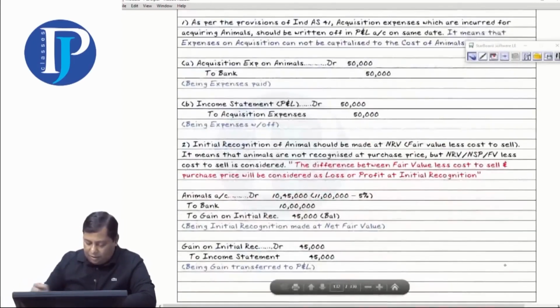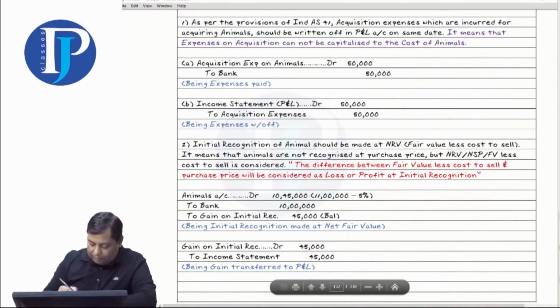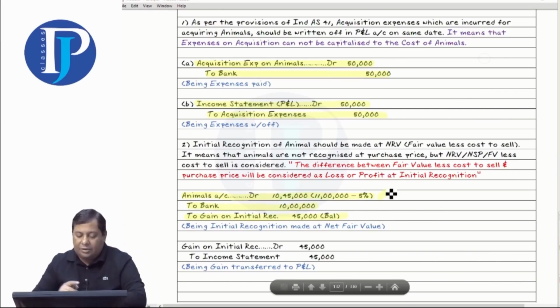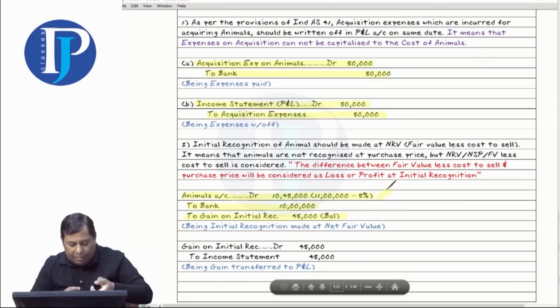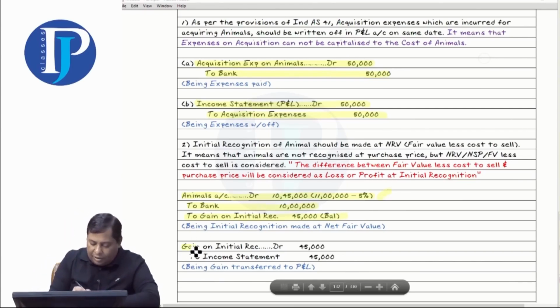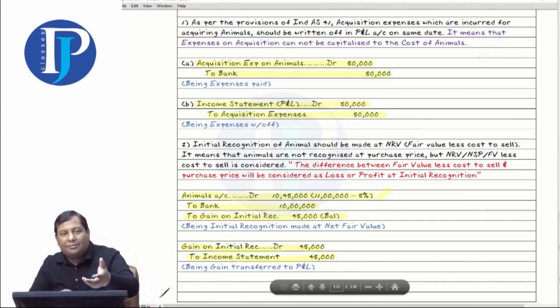Now if you look at the answer. First of all, the acquisition expense will be 50,000. We have put it in P&L. Now we move on to the valuation, and the animals are debited at 1045, right? Payment was made for 10 lakhs with 45,000 gain, but 1045 is the value which we have to record at fair value. This is another example. See here, we have also transferred the gain to the P&L. Heard of gain on purchase? You earned 45,000 rupees gain on purchase.